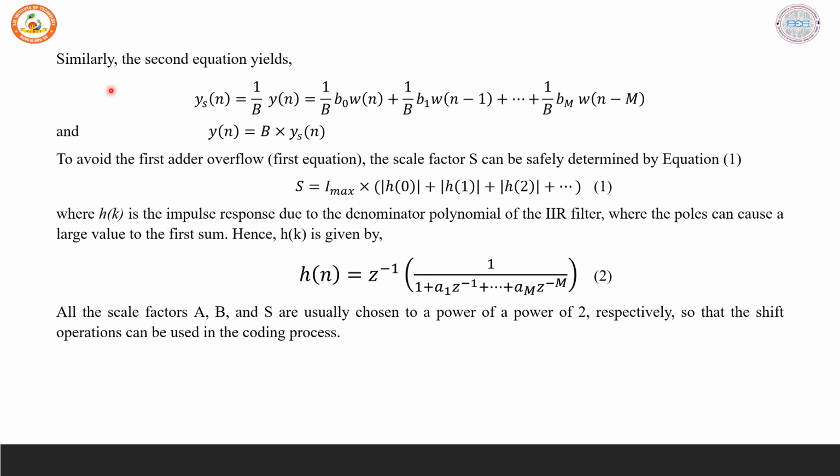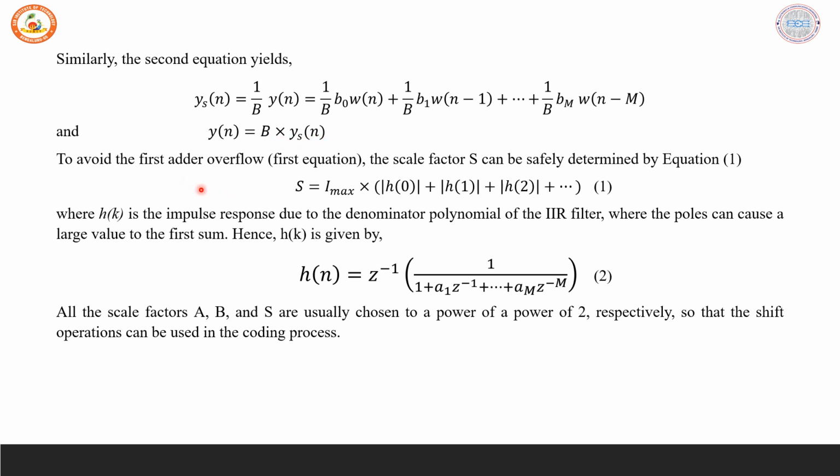On similar lines, the second equation can also be taken, but this time it is scaled by a factor called B. Therefore, ys of n is 1 by B times y of n, which yields the result 1 by B times every single term in the equation for y of n. In other words, we can say that y of n is B times ys of n.